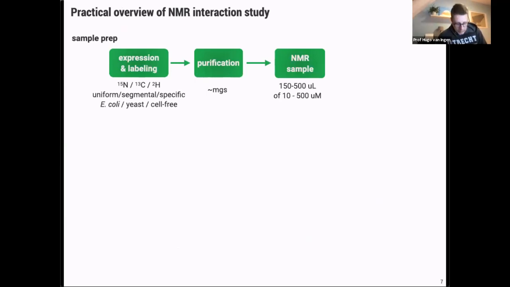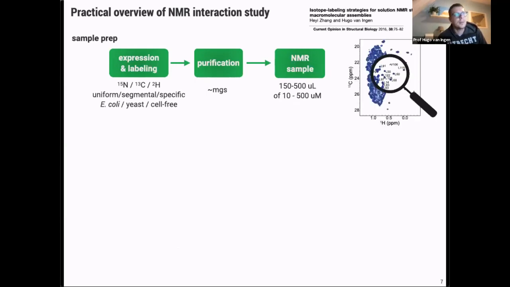Then in the end you get an NMR sample which is anywhere between 150 and 500 microliters with, let's say, 100 micromolar of your protein. Now in the end it's all about the quality of the spectrum, and that determines whether you will be successful to study that. And it will depend, of course, on the buffer conditions, the pH, temperature, etc., but also on the type of labeling strategy that you employ.